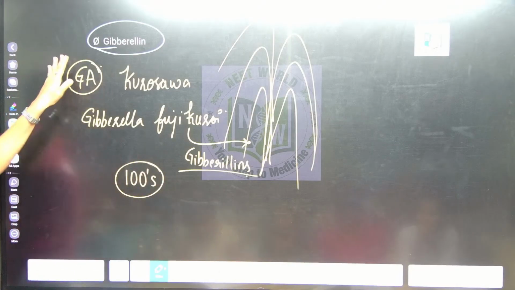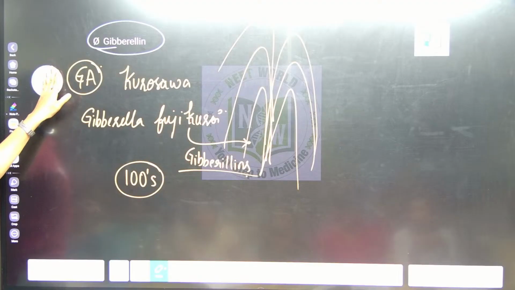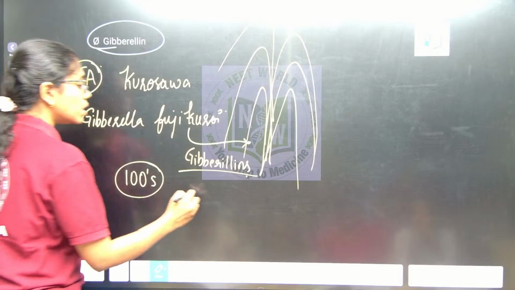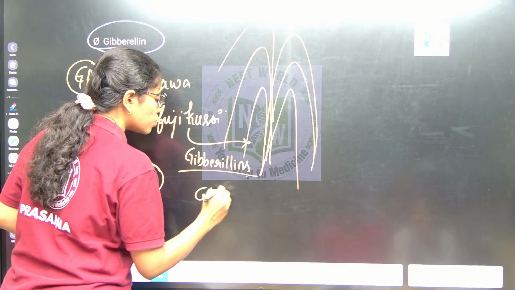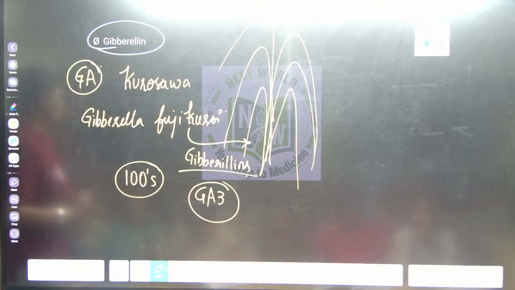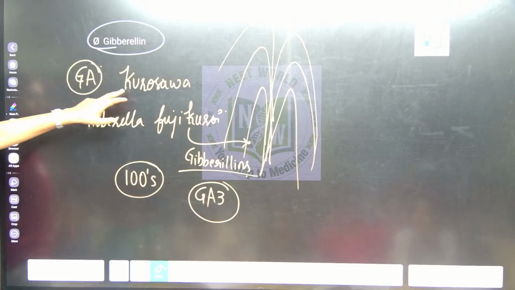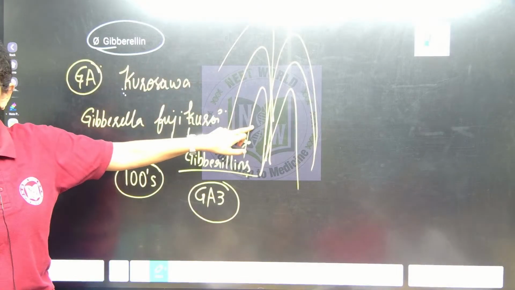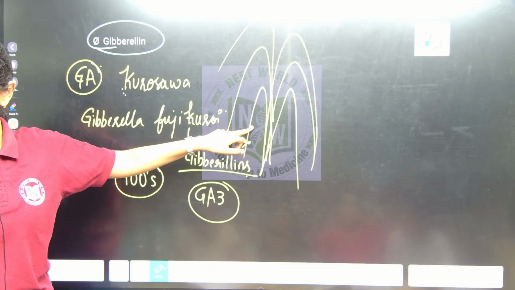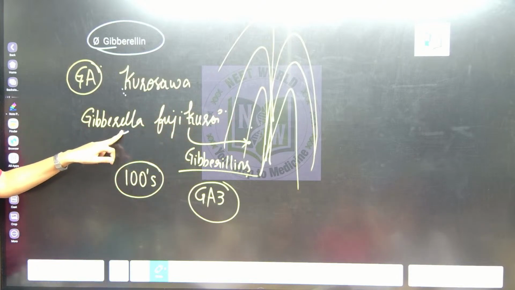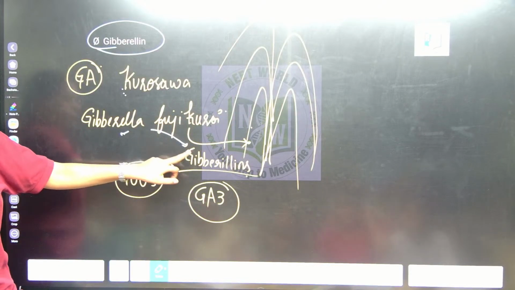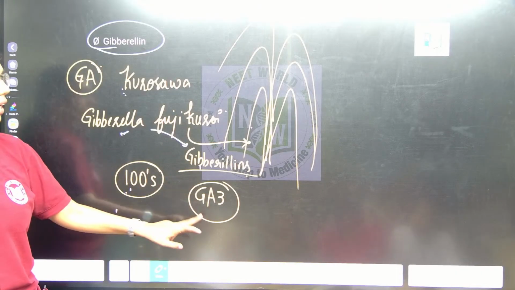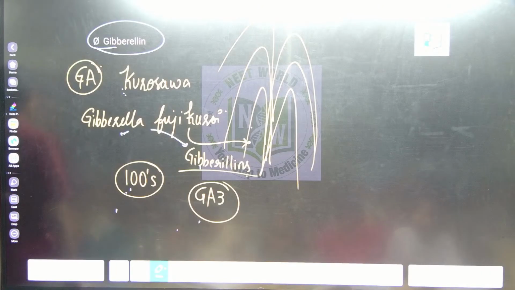What is the nature of gibberellic acid? It is acidic in nature. Hundreds of gibberellic acids have been discovered, of which gibberellic acid 3 is widely used. Just remember, in Japan the scientist Kurosawa discovered this because of the abnormal growth of the rice plants due to the fungal infection, and the constituents it secretes are gibberellins. Hundreds were discovered, of which the widely noted one is gibberellic acid 3.